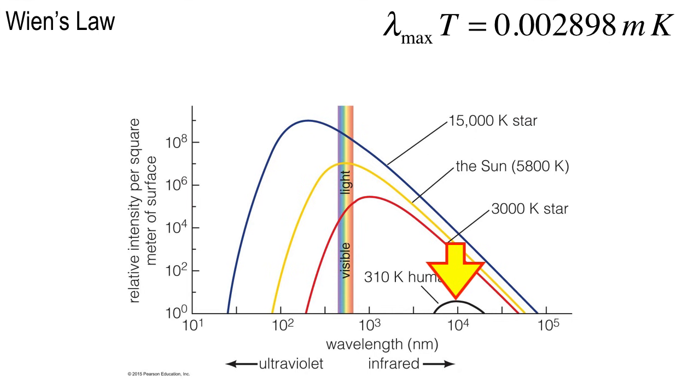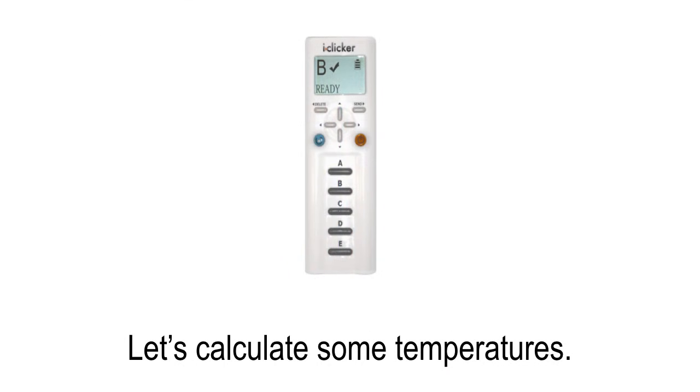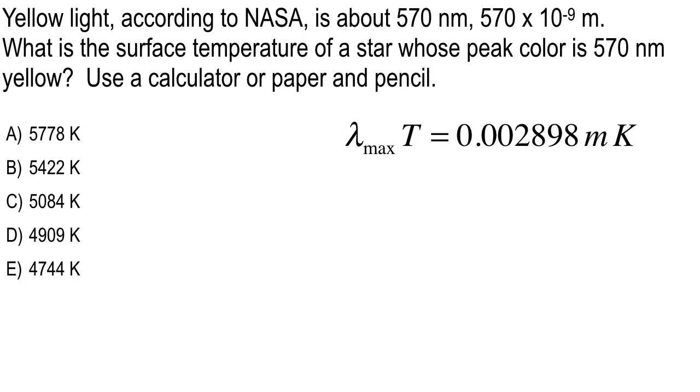Now, go ahead and write that formula down. It's not hard to work with. Make sure you have it written down because you're going to do a calculation with it on your iClicker question coming up. So let's calculate, and I'm going to have it on the slide here. Yellow light, according to NASA, is about 570 nanometers. So that's 570 times 10 to the minus 9 meters. Calculate the temperature.